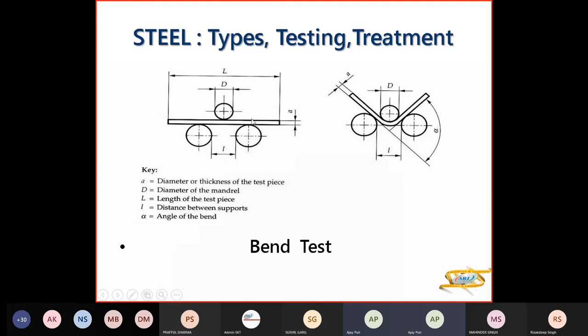So now let us come to the points here. A is the thickness of the rod. The length of the rod is L, capital L. These two are supports. The distance between these supports is l, small l. This is the mandrel which is pressing the rod to bend it. So the diameter of the mandrel is D.